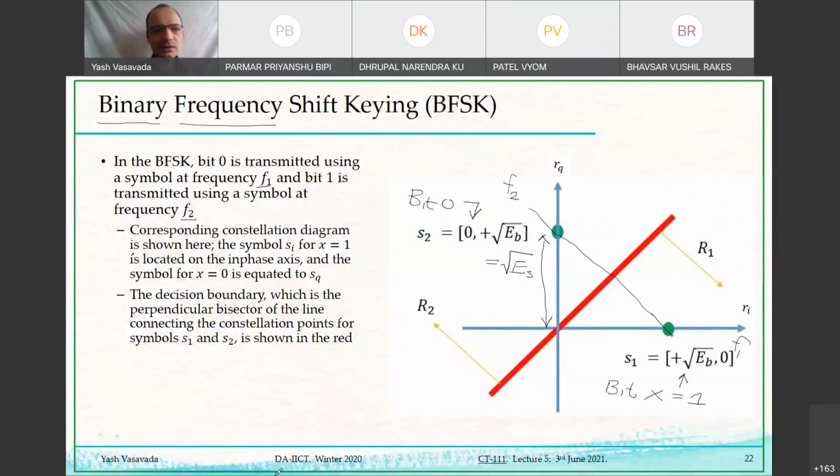Okay, so the decision region that we get by using the maximum likelihood detection becomes identical to what we get by using minimum distance decoding. And so a minimum Euclidean distance decoder would obviously have two decision regions. This is the region R1.